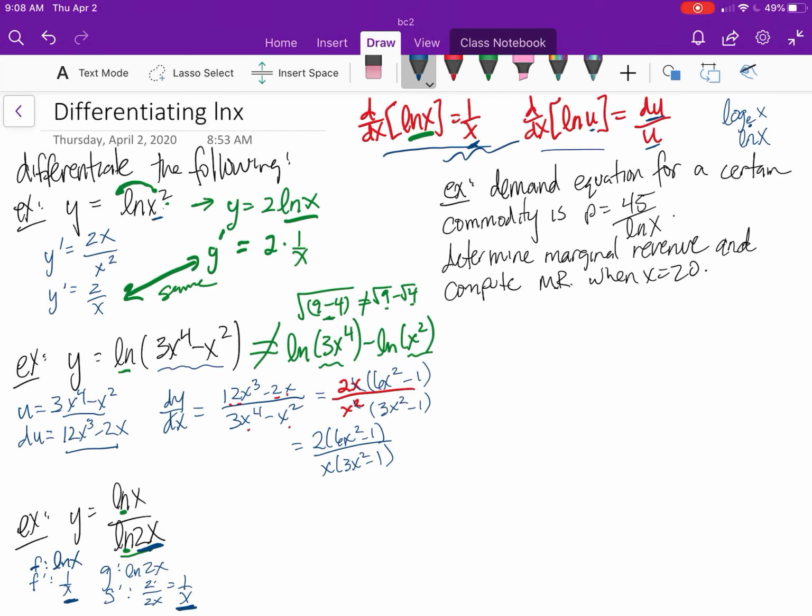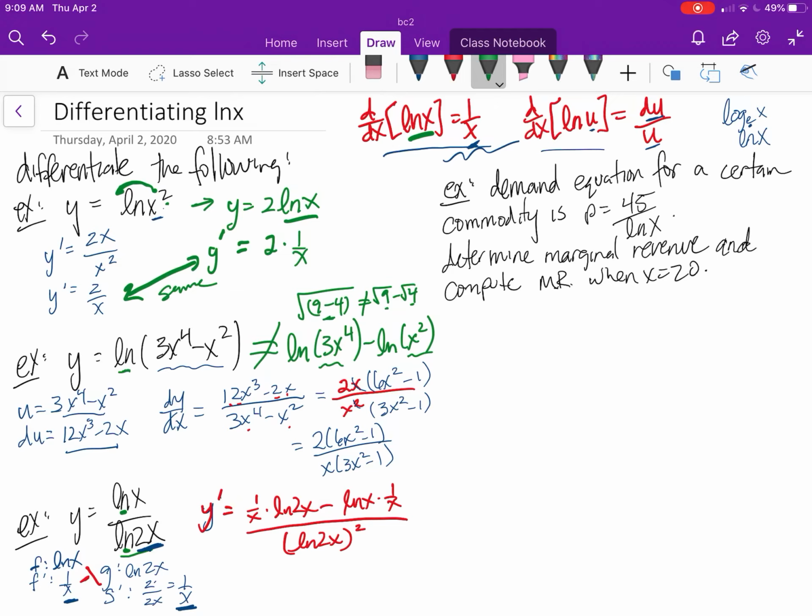So, quotient rule, we have f prime g. The derivative is f prime g. I kind of wrote it out of order here, but that's right. 1 over x times ln 2x, minus f g prime, so ln x times 1 over x, all over g squared, ln 2x squared. Well, not a whole lot we can do here.